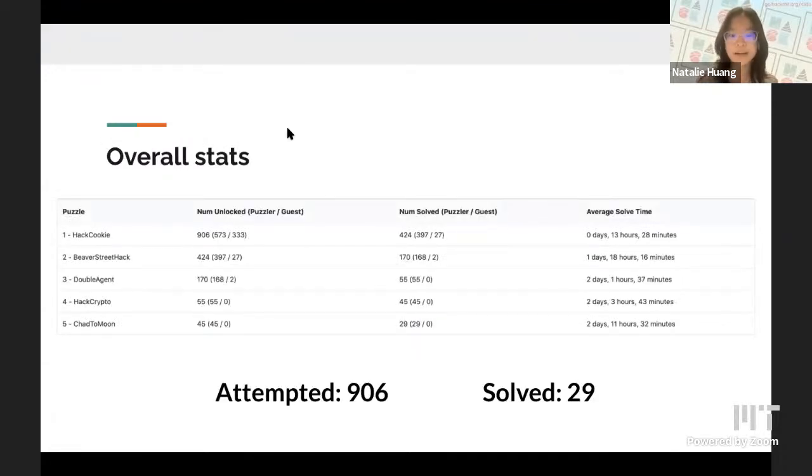So this year we had 5 puzzles. The total number of people who attempted to solve it was 906, and 29 people solved it by our deadline. Thanks everyone for attempting it. And this is also for people who got halfway through and got stuck, and we'll be talking about that today.